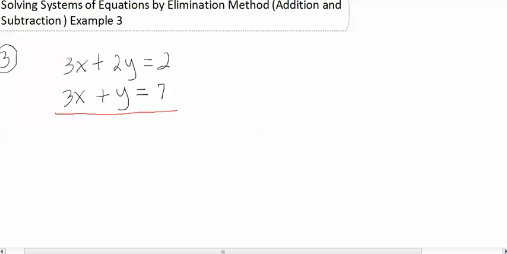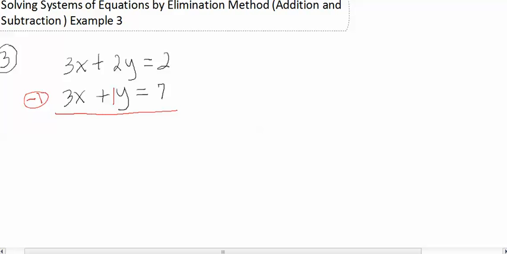I have a 3x and a 3x. No, that's not a 0. 2 and a 1. Remember, there's an invisible 1 right here. And I cannot eliminate that. So therefore I have to say, okay, I need to get rid of one of the variables. I'm going to choose to get rid of the x's because they're both 3, and all I need to do is multiply the bottom equation by a negative 1.